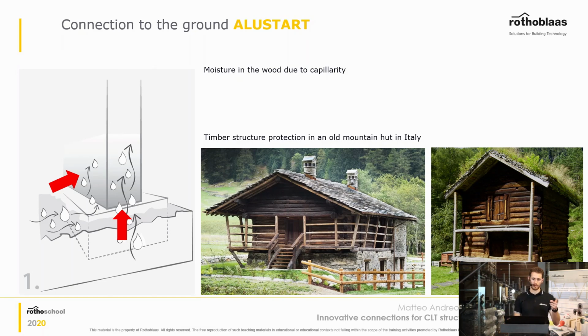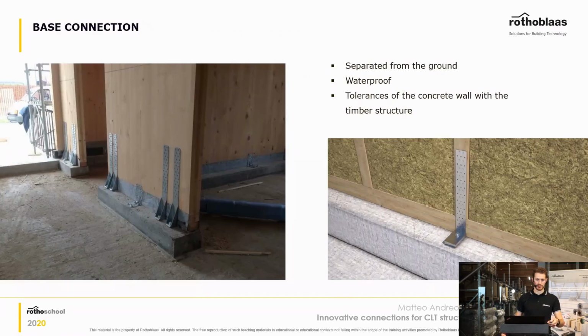So water and humidity are the worst enemy of your timber structure, and especially in the ground connection is where you have to be the most careful, of course, because you have the water that tries to go up the structure because of capillarity, and you have the water from rain, which is trying to get into the structure.